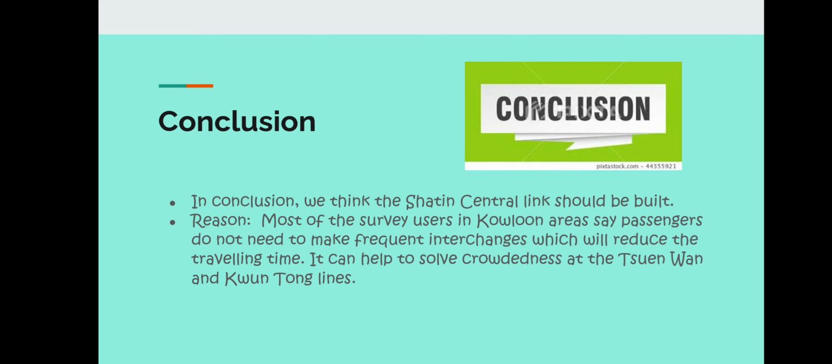In conclusion, we think the Shatin Central Link should be built. Our reason is that most of the survey users in Kowloon areas say passengers do not need to make frequent interchanges, which will reduce the traveling time. It can help to solve crowdedness at the Tsuen Wan and Kwun Tong lines.